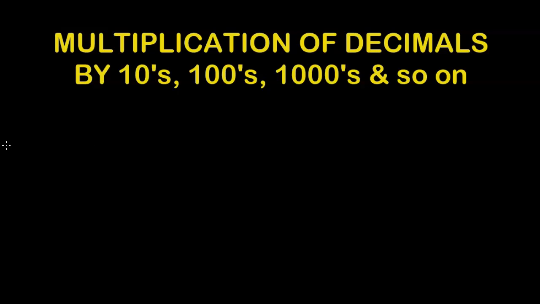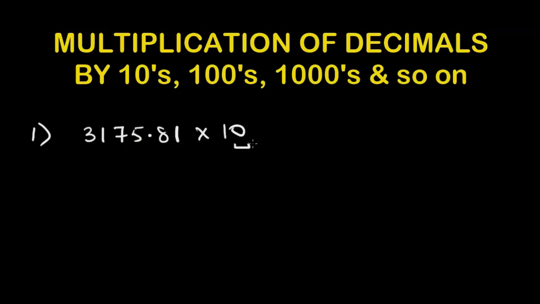In this video, we would understand how to multiply decimal numbers by tens, hundreds, thousands, and so on. Let's do this with an example. Let's say we have a number 3175 and 81 hundredths, and we multiply this by 10. We do not have to do long multiplication for this. All we have to do is just move decimals.